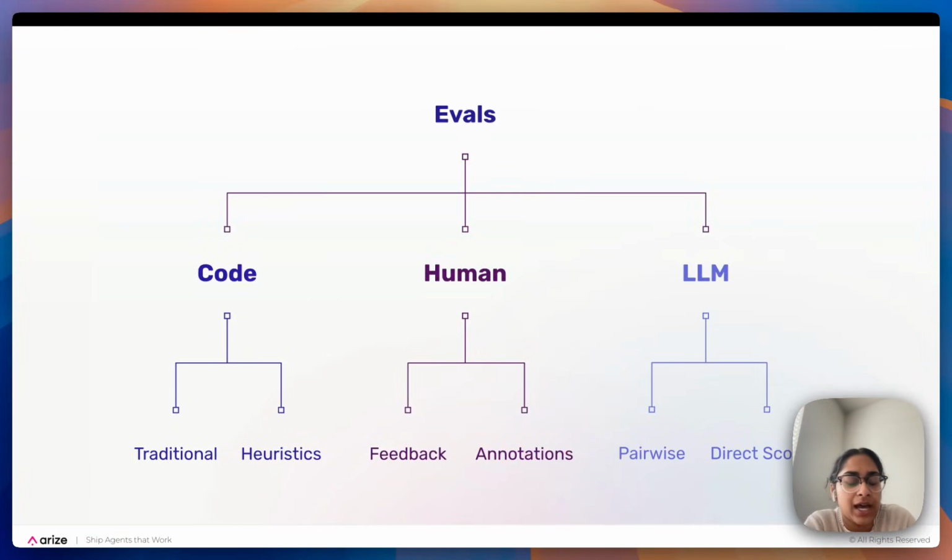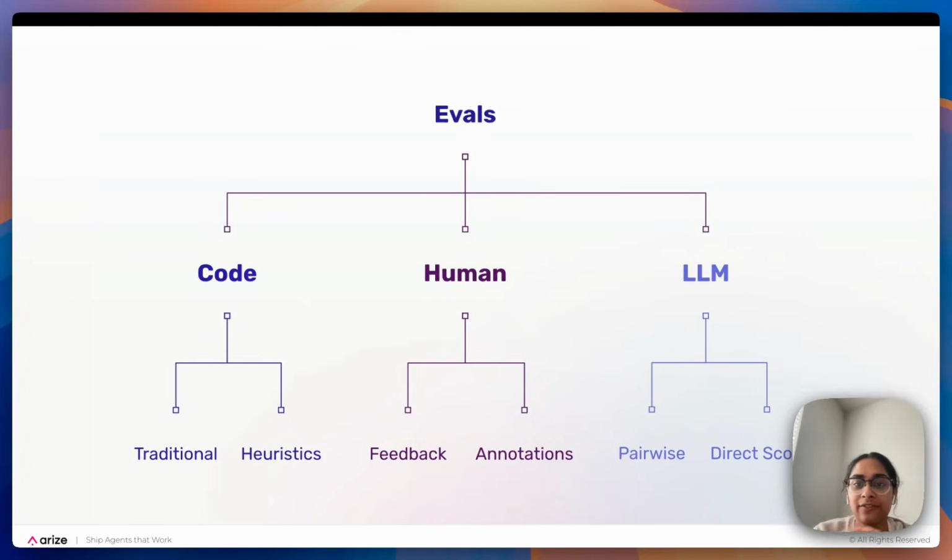For code evals, we break down into both traditional as well as heuristic ones. Traditional ones are exact match, regex, or numeric checks. For example, if you just wanted to run an eval on whether this SQL query returns 15 rows, that is a more traditional code-based eval that you don't necessarily need an LLM or human feedback to do. Heuristic ones are more rule-based scoring, like, does this response contain both a date as well as a location? That's an example of rule-based scoring.